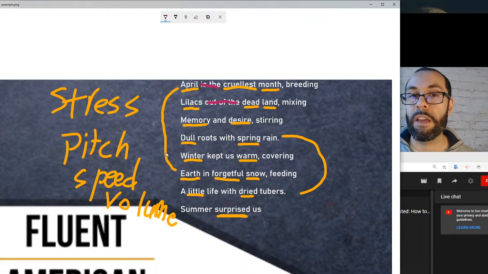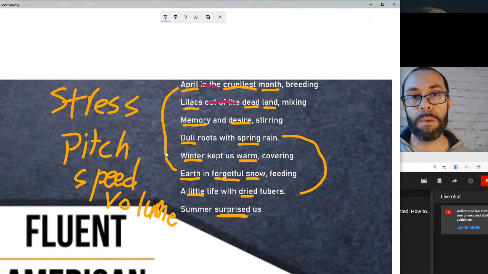This also ties in with volume. I'm stressing these words, so I'm saying them at a louder volume than the other words. Dull roots with spring rain. Dull roots with spring rain.